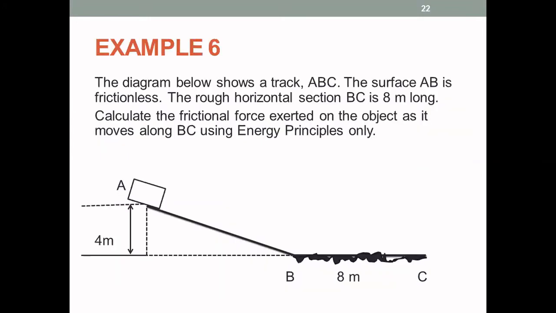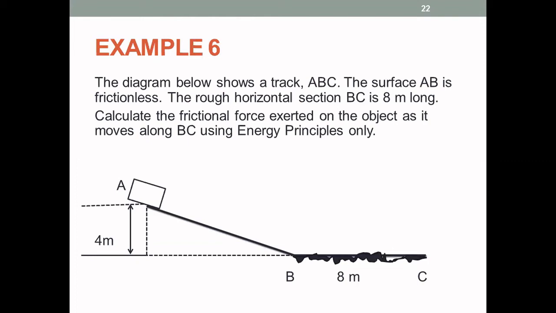Let's consider example number 6. The diagram below shows a track ABC. The surface AB is frictionless. The rough horizontal section BC is 8 meters long. Calculate the frictional force exerted on the object as it moves along BC using energy principles only.